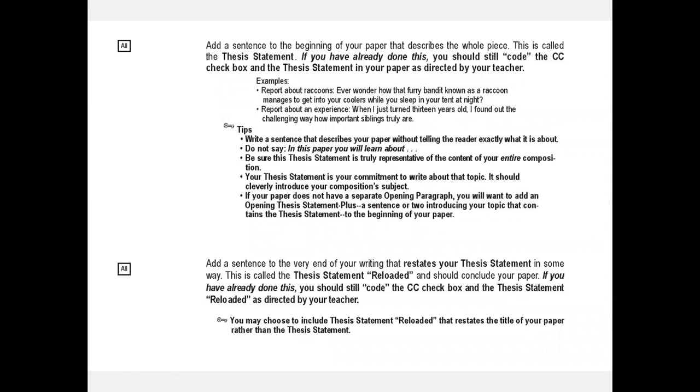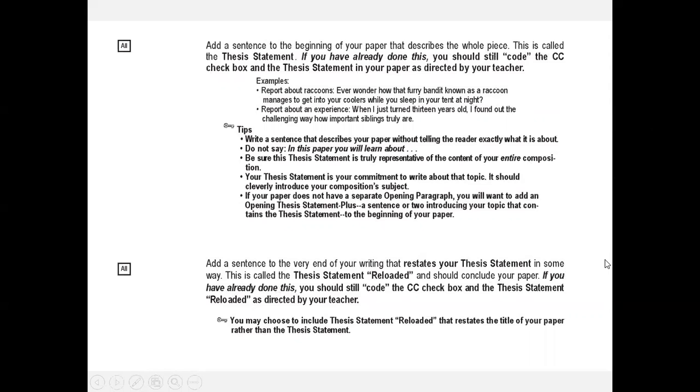All right, then they're going to add a thesis statement to the beginning of the paper. They do not have a separate opening paragraph here, so they're going to just add a thesis statement that introduces the entire paper, such as, Christmas decorating is fun for people of all ages, and Christmas decorations have much meaning to people. That was not really the best, but that gives you an idea, a thesis that tells about the whole paper.